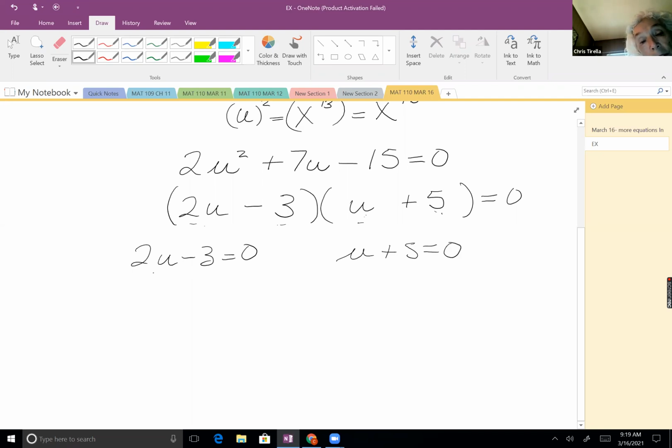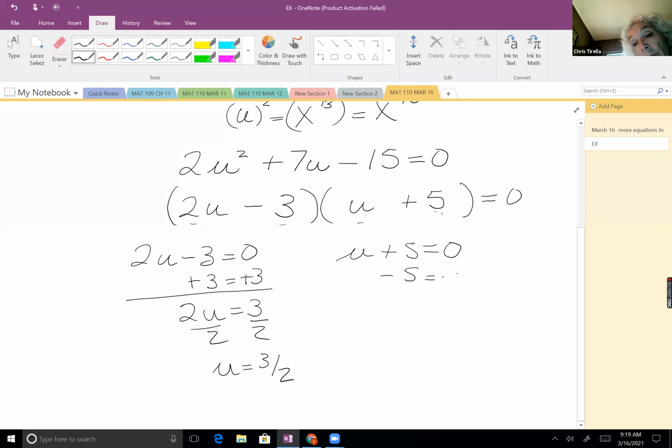On the left, solving 2u minus 3 equals 0. We can add 3 to both sides, giving me 2u equals 3. And then dividing, I get u is 3/2. On the right, where I have u plus 5 equals 0, I'll subtract 5 from both sides, and I'll get u equals negative 5.